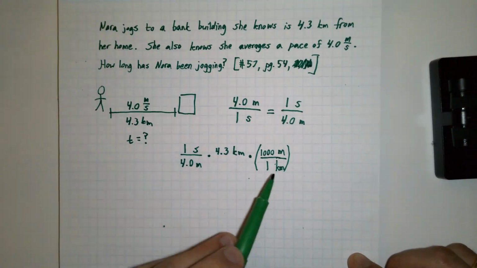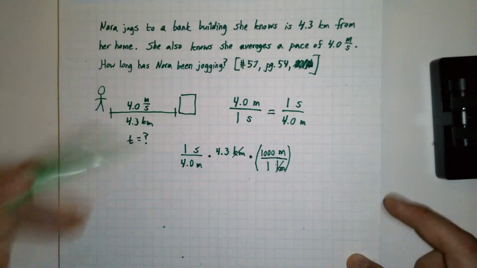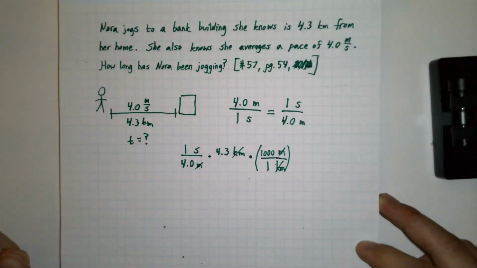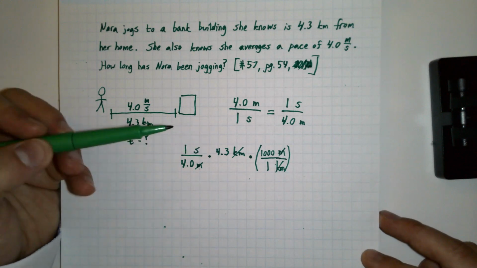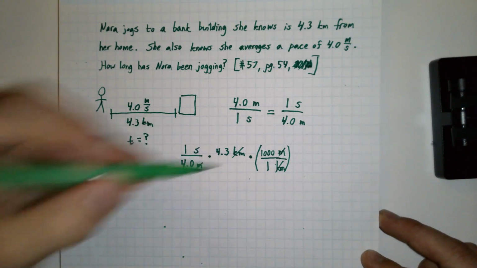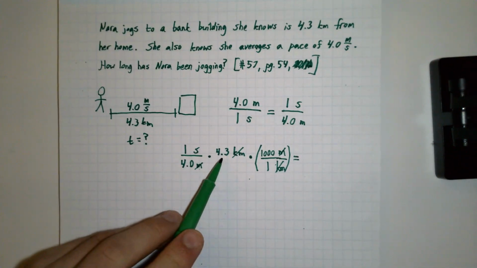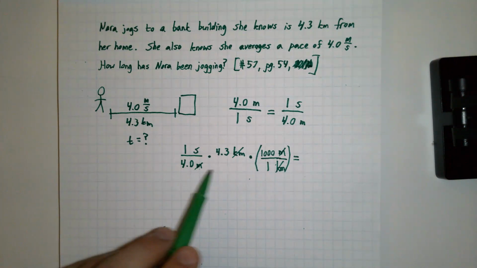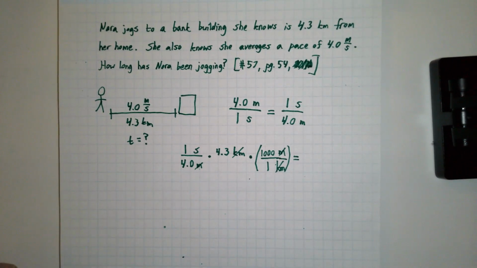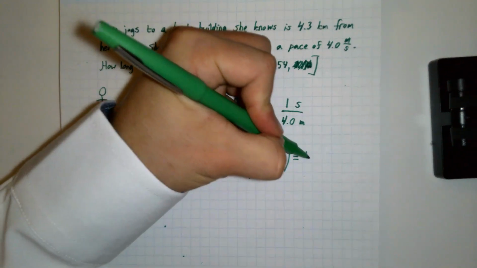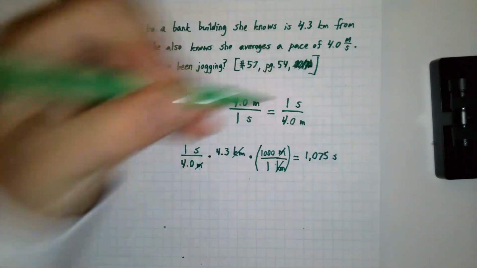Notice here, kilometers in the top, kilometers in the bottom. So kilometers can go away. Great. Notice also meters in the bottom, meters in the top. So meters go away. So now all I have left is what unit of measurement? Seconds. So now I have 1 second times 4.3 times 1,000 divided by 4. And that gives me my total time in seconds. So 4.3 times 1,000 and then divided by 4 gives me a total time of 1,075 seconds.